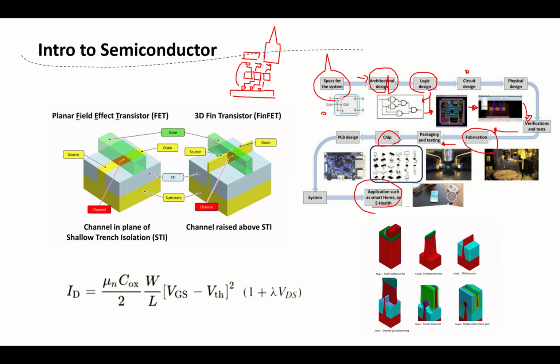Then we'll go through the basic unit, the MOS. Here we can see a MOSFET. Here we have a source, drain, and this green one is the gate.